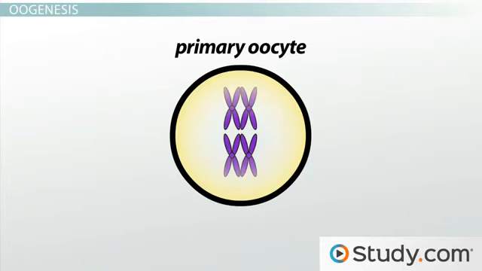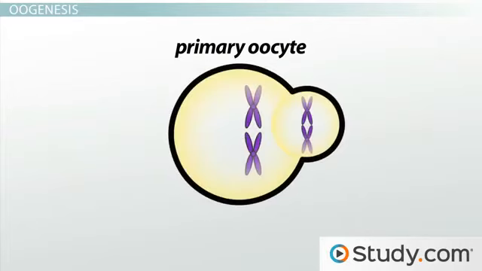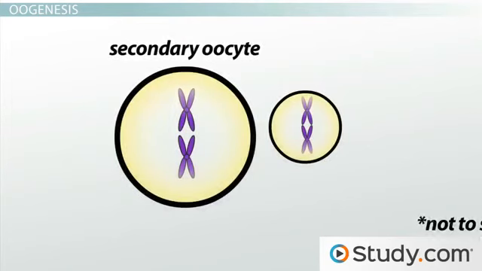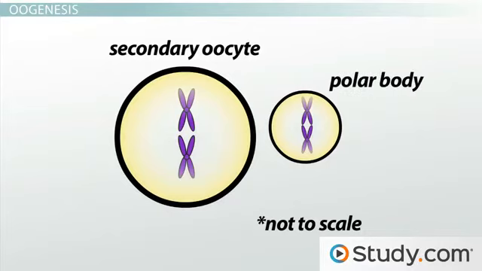When the primary oocyte does finally complete its first meiotic division, it divides the chromosomes evenly, just as you would expect. However, it does not divide its cytoplasm equally. Almost all of the cytoplasm remains in one of the 2 daughter cells, which becomes a secondary oocyte. The other daughter cell, which gets half of the chromosomes but very little cytoplasm, is called a polar body. The polar body is not a functional oocyte. Instead, it degenerates and dies.